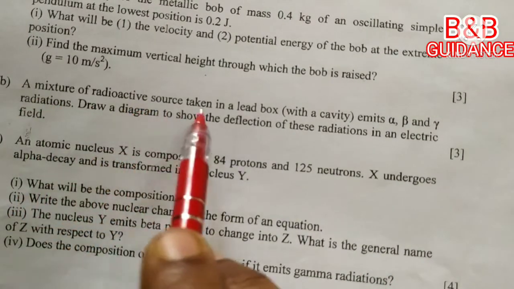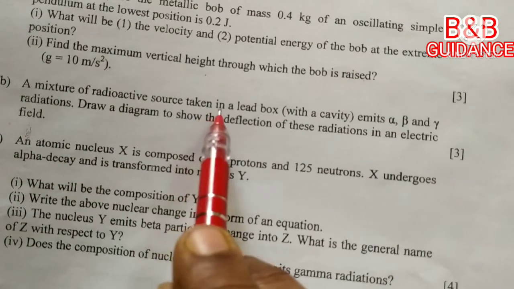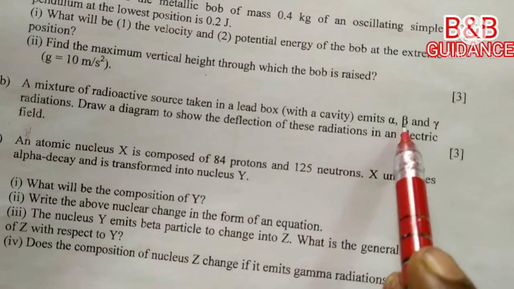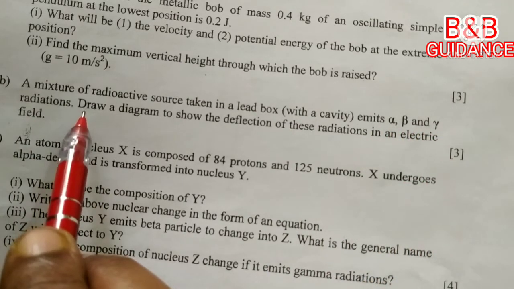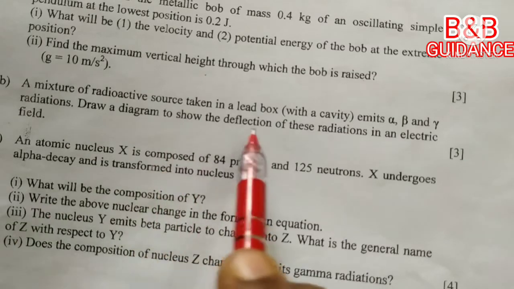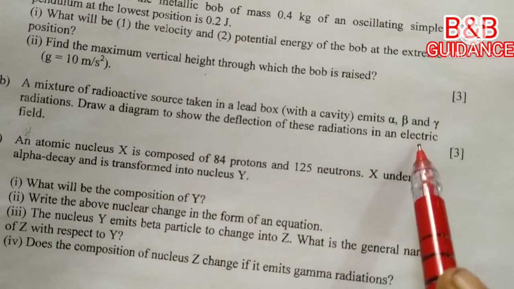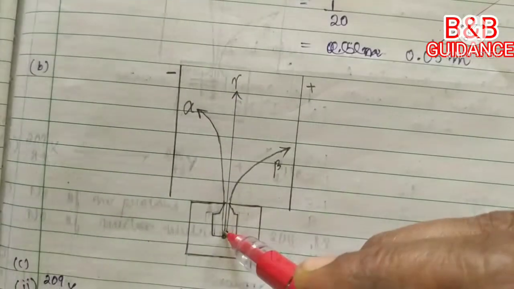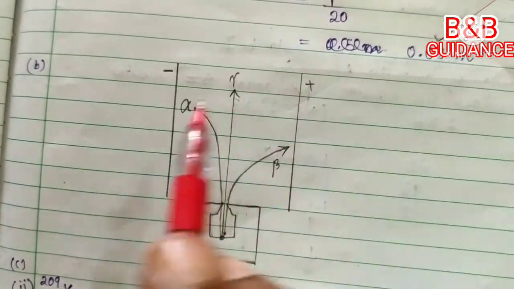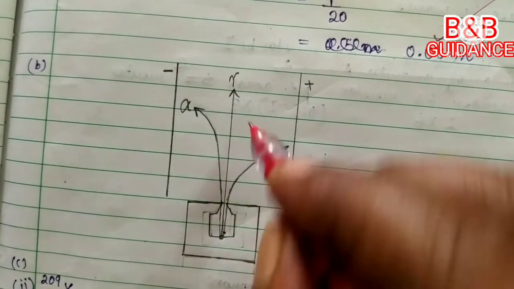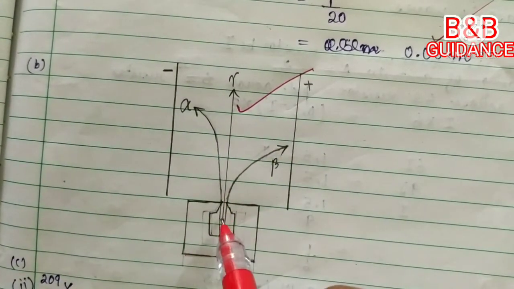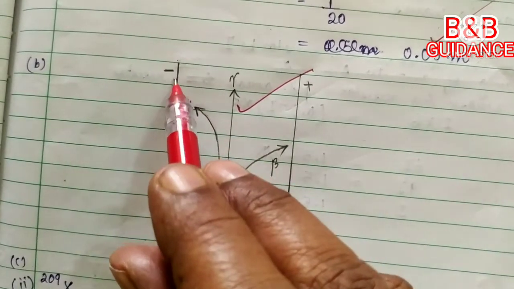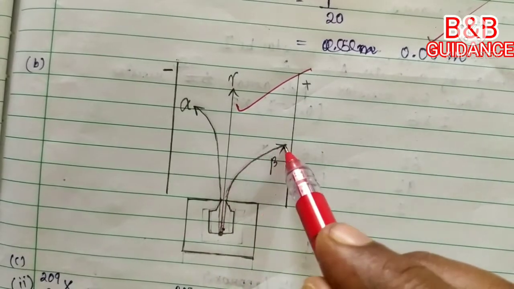A mixture of radioactive source taken in a lead box with a cavity emits alpha, beta, and gamma radiations. Draw a diagram to show the deflection of these radiations in an electric field. Gamma radiations go without deviation in the electric field. Okay, and alpha radiations bend towards the negative plate and beta radiations bend towards the positive plate.